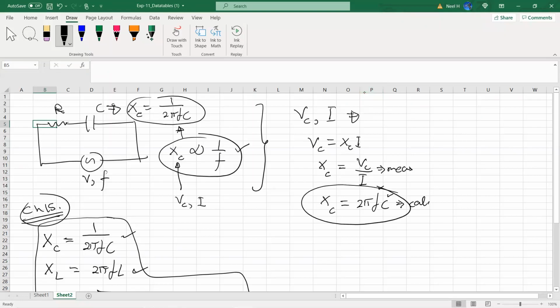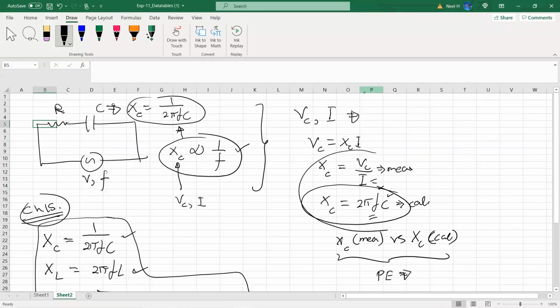Now, I can compare the X of C measured value versus the X of C calculated value. If I get the same numbers for these two, for example, we can measure the percentage error. If that is very small, then we can confirm that all of these theories we discussed in Chapter 15 are true. So it's a very simple idea.